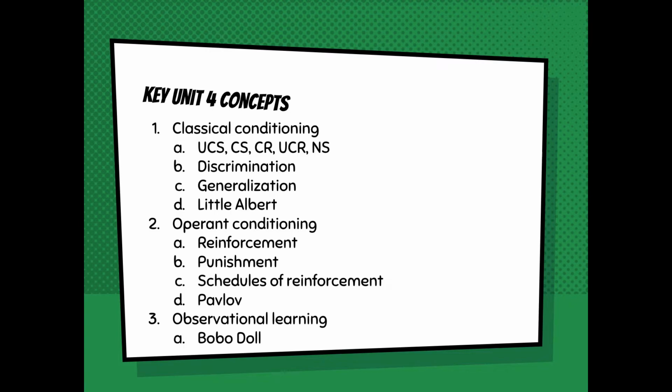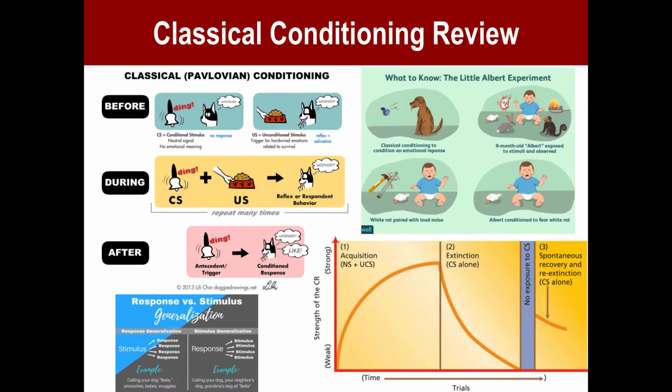Okay, welcome back to Unit 4. So we've gone over Unit 4 quite a lot in this class. I'm really going to move very quickly because we've already gone over classical and operant conditioning twice. And so I think that you guys maybe have a pretty good idea of what's going on here.